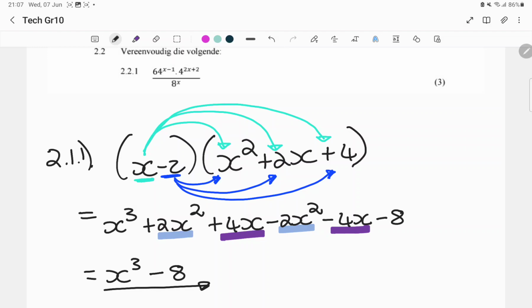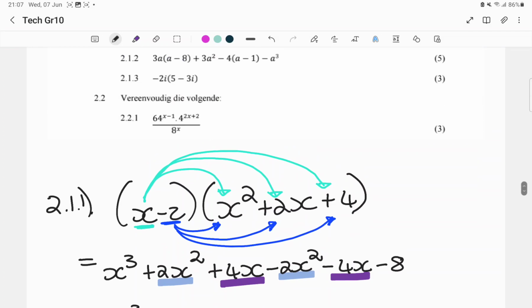Alright, so jy moet net die gelyksoortige terme kry, so dit van dieselfde is. So ons het 'n x kwadraat en 'n x kwadraat, 2 minus 2 is 0, so dit val weg. En dan het ek 'n plus 4x, minus 4x, 4 minus 4 is 0, so dit val ook weg.